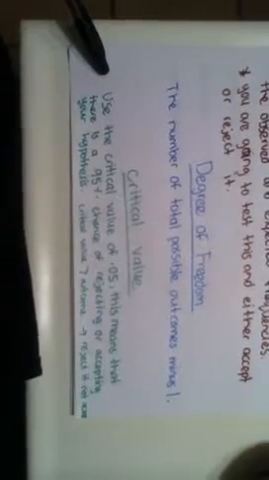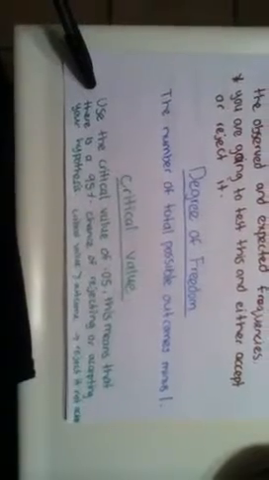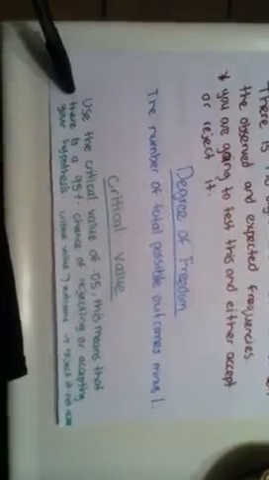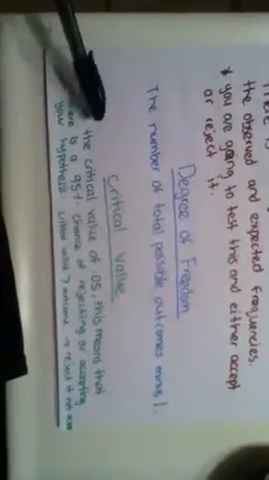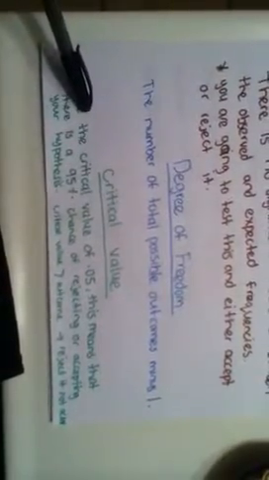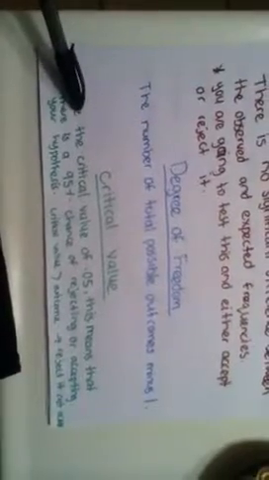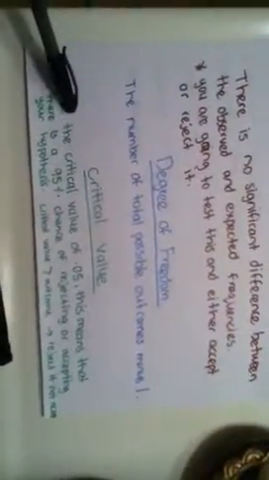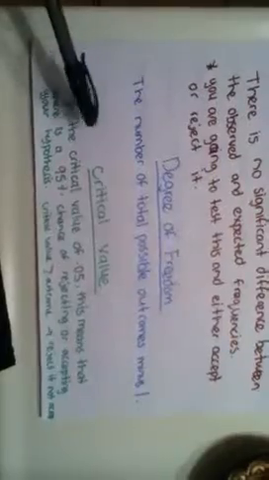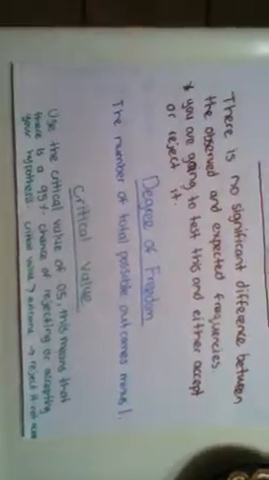Critical value. You use a critical value of 0.05. This means that there is at least a 95% chance of rejecting or accepting your hypothesis. Now there are other critical values, but in this case we're using 0.05. Now if your chi-squared value is more than your critical value, then you're going to reject the null hypothesis. But if it is less than, you're going to accept it.